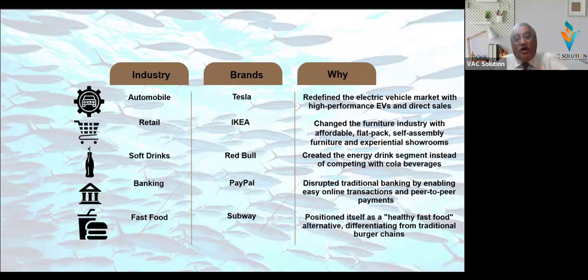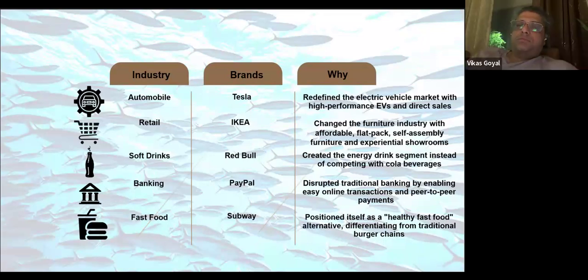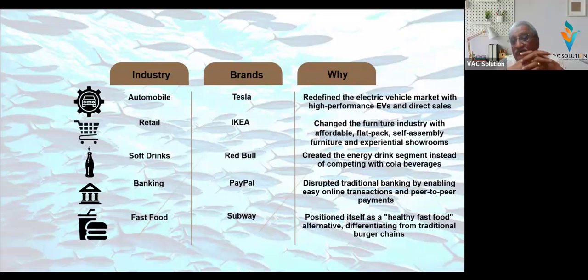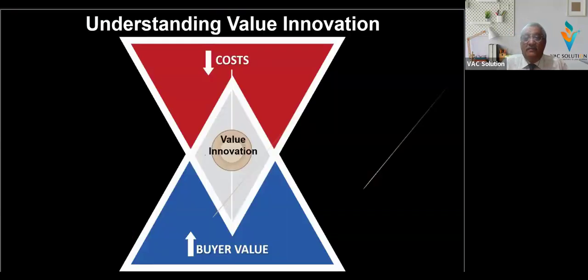Now, one of the things you will observe when you see this list is that each one of them is ruling the roost even today after coming into the market. You will be surprised to know that the market which they have created still remains uncontested, be it IKEA, Red Bull, PayPal, Subway, or Tesla. That is the secret of creating a blue ocean: understanding value innovation.